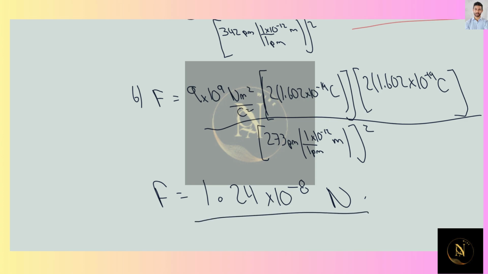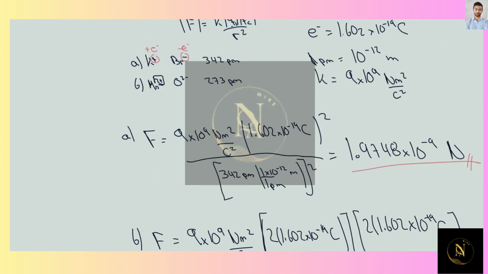As you can see, this is one order of magnitude larger. So the force between manganese and oxygen is larger than that between potassium and the bromine ion.